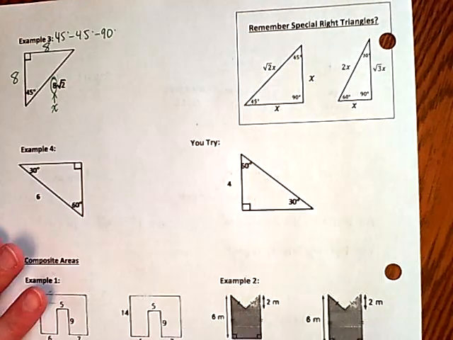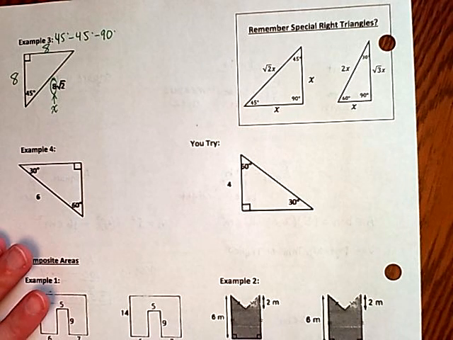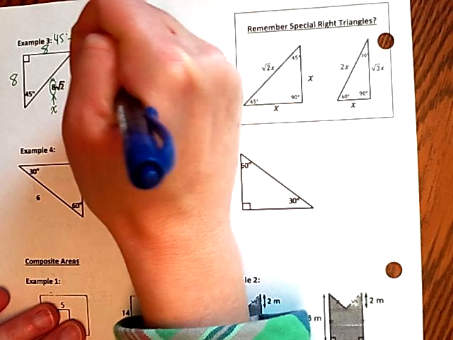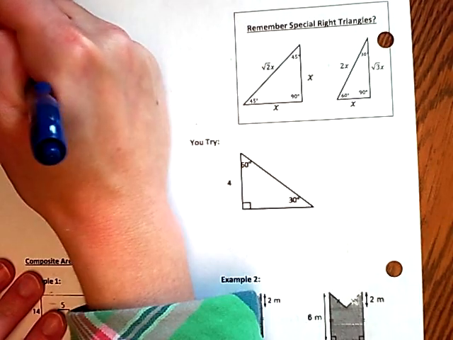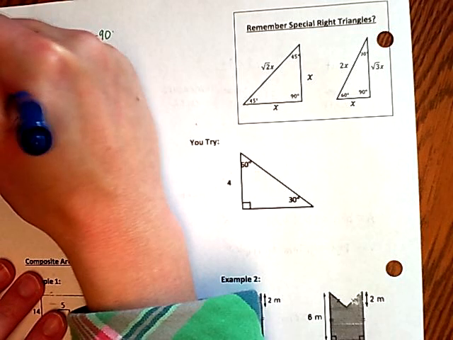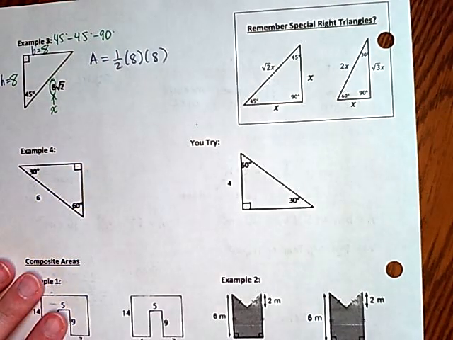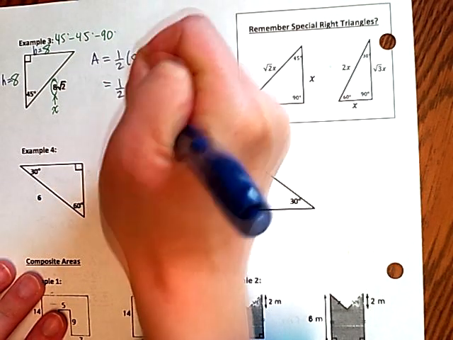So in this next example, I see it's a 30, 60, 90 right triangle. And in 30, 60, 90 right triangles, remember that you think about a short leg and a long leg. So this is my short leg, this is my long leg. And the way you can tell them apart is that the long leg is opposite the 60-degree angle.